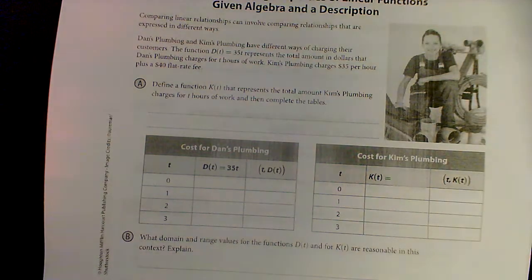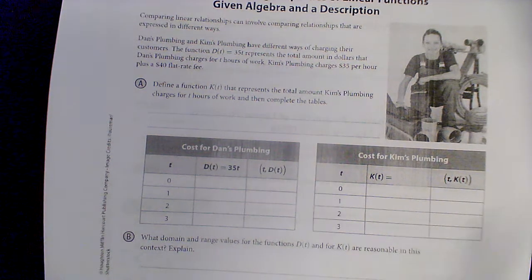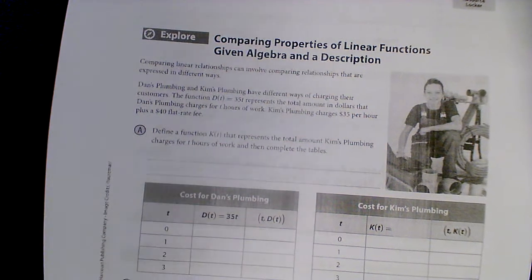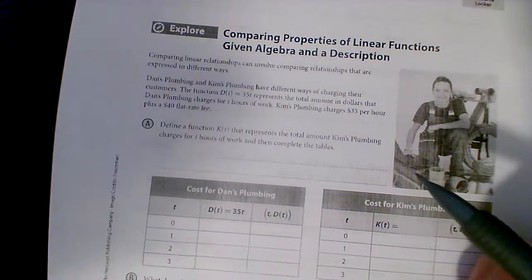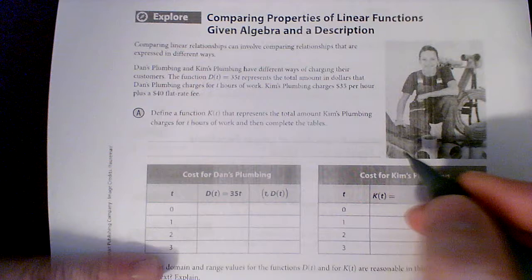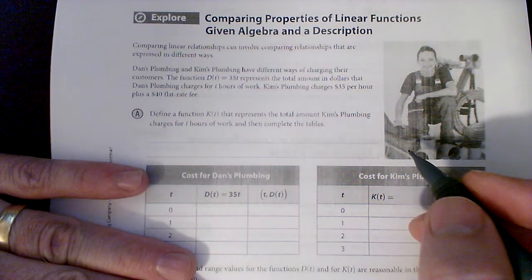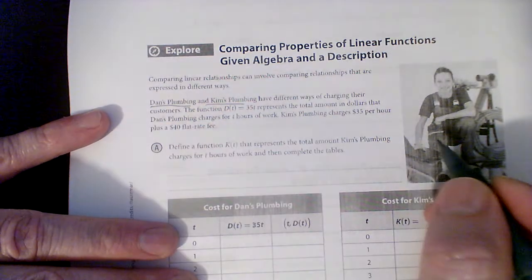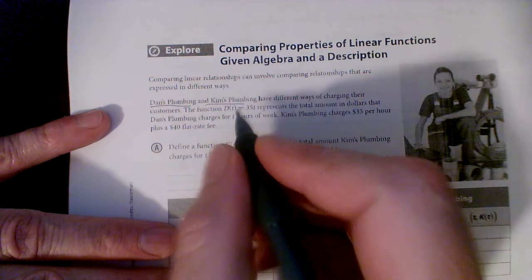Alright, we're going to talk about some more linear equations and just comparing properties of linear functions, given an algebra and a description. So we're going to have some algebraic equations and just a description of what's happening. So we've got two plumbing companies, Daniel's Plumbing and Kim's Plumbing. They have different ways of charging their customers.